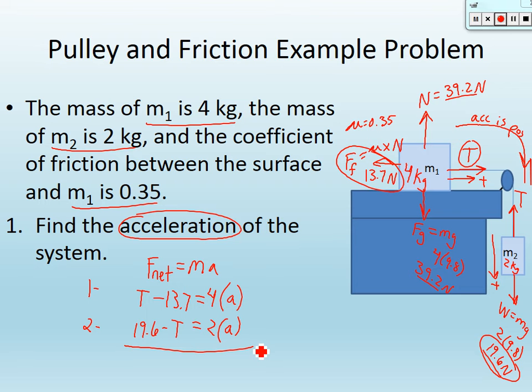So now we have two equations with two unknowns. Can we solve for it now? We should be able to. What you'll notice, guys, is that tension and minus tension will cancel out. Should always be that way. If it's not, you did something wrong with your sign notation.